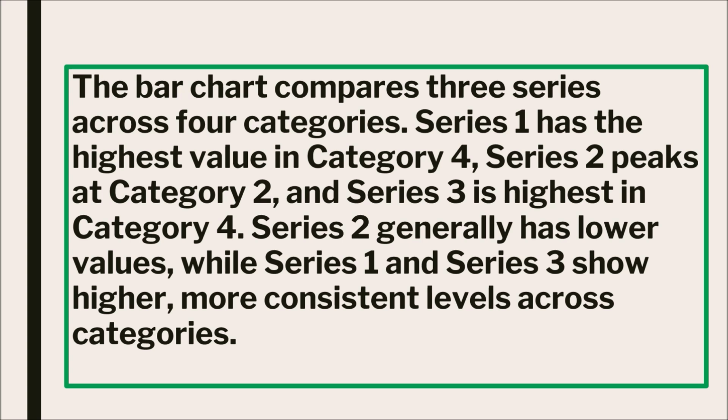The bar chart compares 3 series across 4 categories. Series 1 has the highest value in Category 4, Series 2 peaks at Category 2, and Series 3 is highest in Category 4. Series 2 generally has lower values, while Series 1 and Series 3 show higher, more consistent levels across categories.